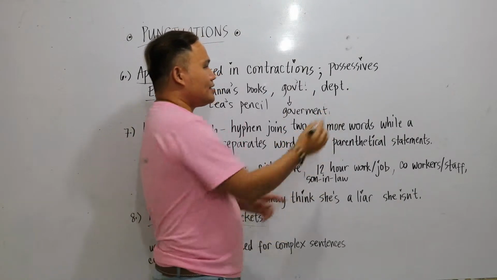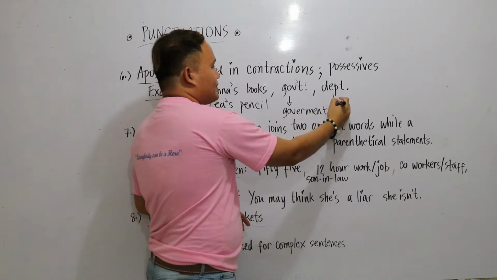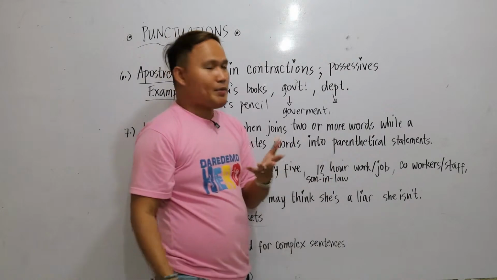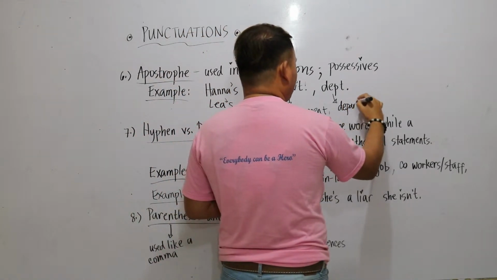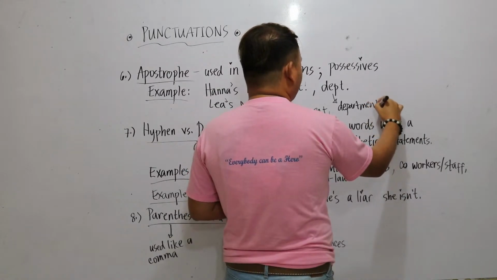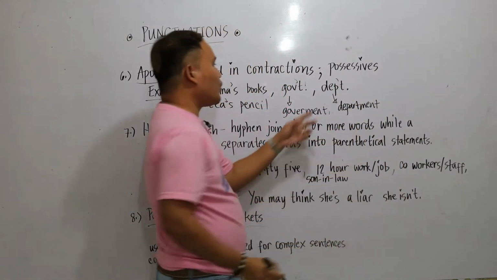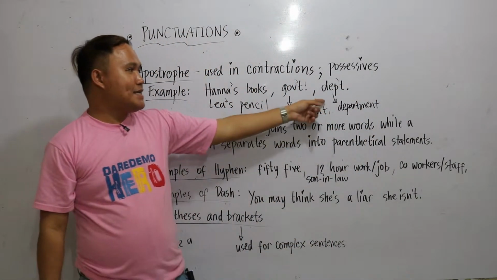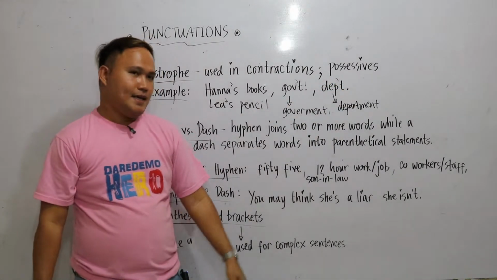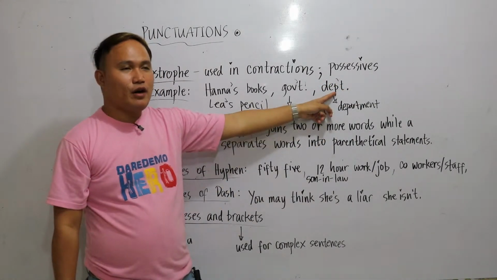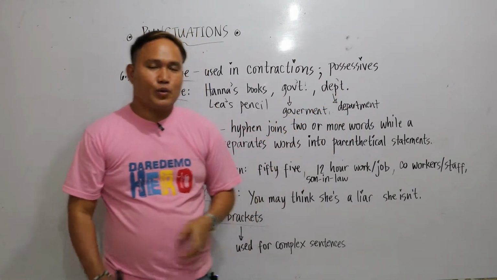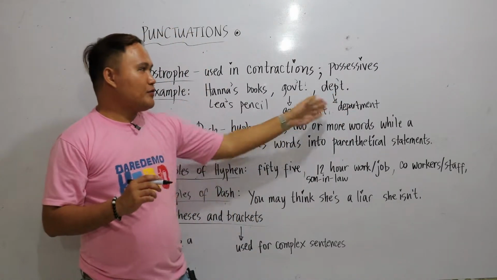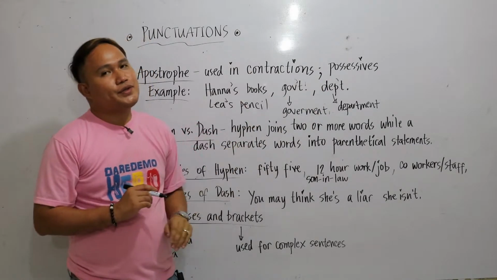Same goes with this word. What do you think it is? Department. We have discussed this one before. The shortened word for department is DEP apostrophe T. Again, P is the third letter of the word department, and T is the last letter. You have to put an apostrophe in between those 2 letters.